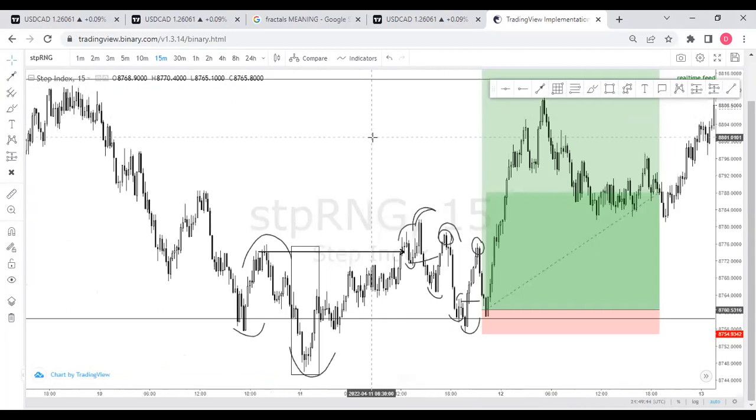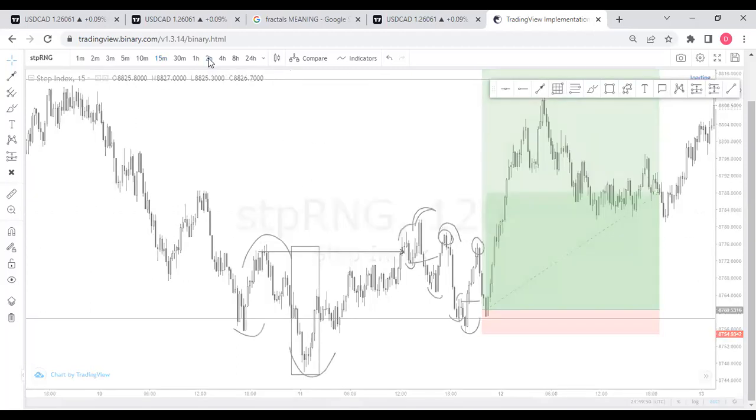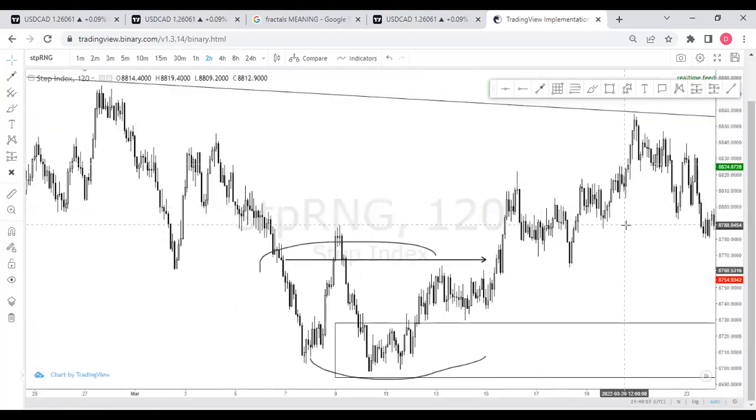Like this was the one that came back for us, and it gave us $80 if we were risking $10. So let me explain again. Now let's go to the 2 hours. Our point of interest was on the 2 hours, the higher time frame.